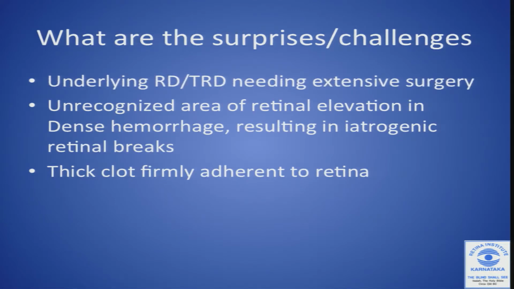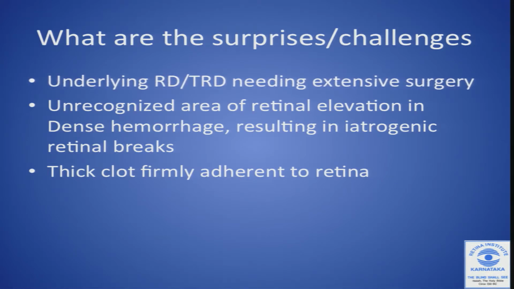I'll just go through 3 or 4 slides with some text, and then we'll show some videos. Now, what are the surprises and challenges that can come our way, when we are expecting a simple surgery? One is that there could be an underlying retinal detachment or a traction detachment involving the posterior pole when you thought it was only a vitreous hemorrhage, quick in and out. Second is an unrecognized area of retinal elevation when there is a dense hemorrhage. And when you are doing surgery, you don't recognize this, and you end up eating up retina and creating a large retinal break. And surprisingly, this can happen.